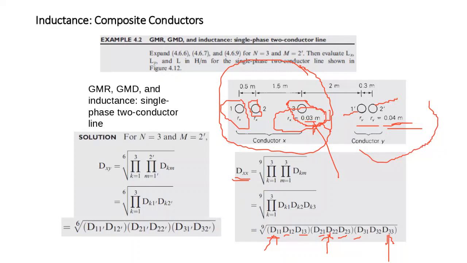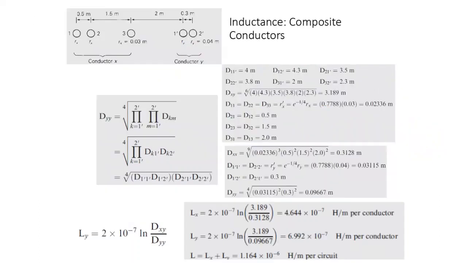Therefore, you will have D1 prime 1 prime, D2 prime 2 prime, and so on. This is the conductor Y. Therefore, you will have it like this, as you can see. So these are D21, D22, you will make it, and DXX. So you find it like this, whatever.